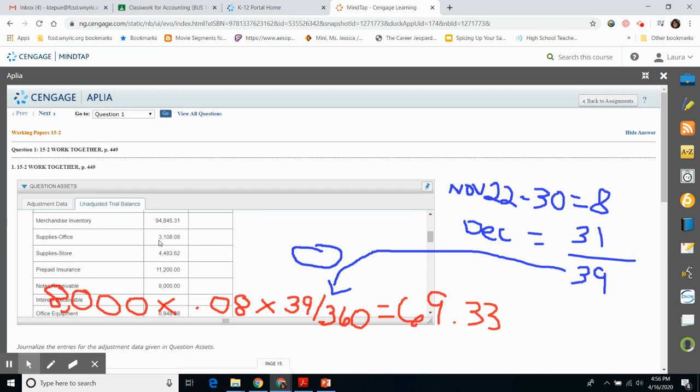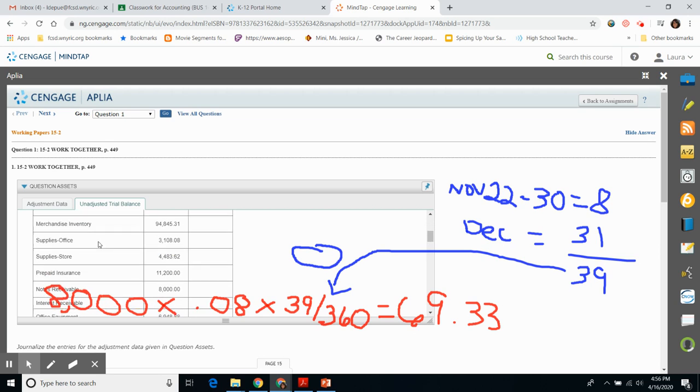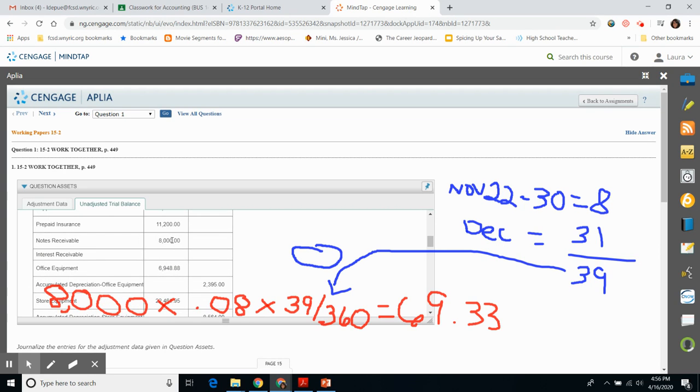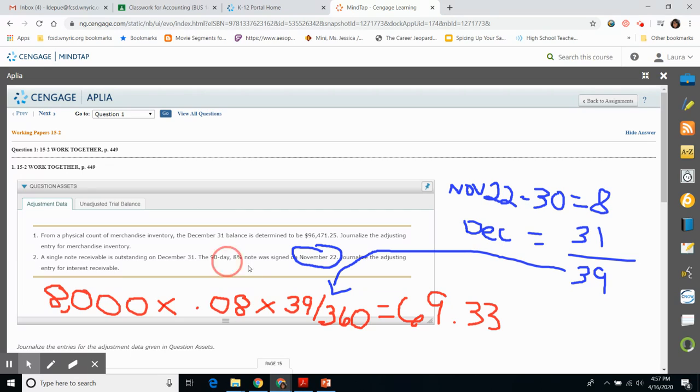So over here, we open up our adjusted trial balance, and we see notes receivable. So that's the note that we gave somebody that they're going to pay back to us plus interest. So that $8,000 is the note times the 8%. Where did we get that? It tells us right here, the 8% note. Multiply by how many days over 360, which is 360 in the year. So when you do that math, 8,000 times 0.08, which is the percent, times 39 over 360, we get $69.33. So now we have to journalize that amount, but this is the amount that you're going to be using right here for this entry.